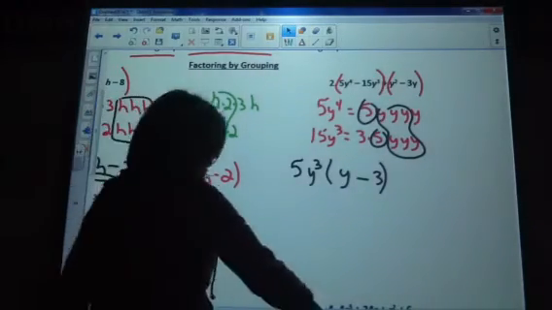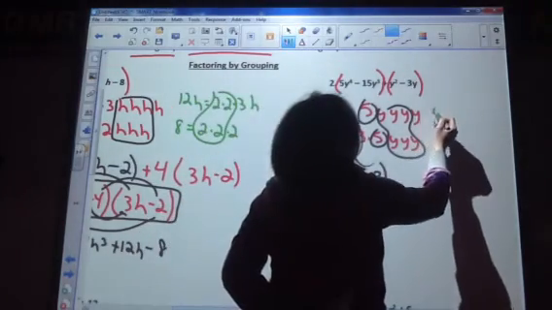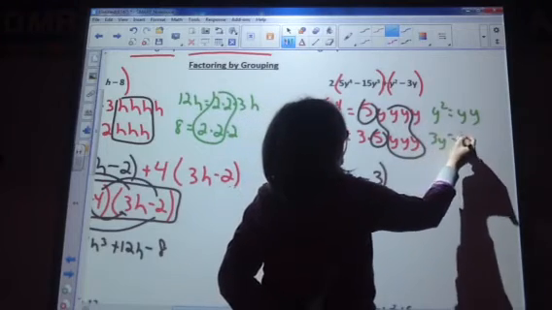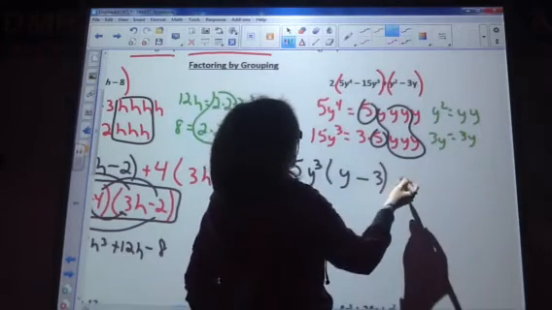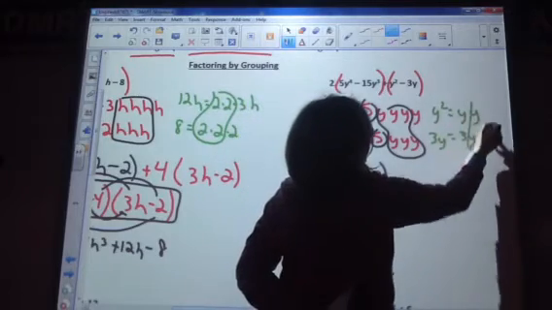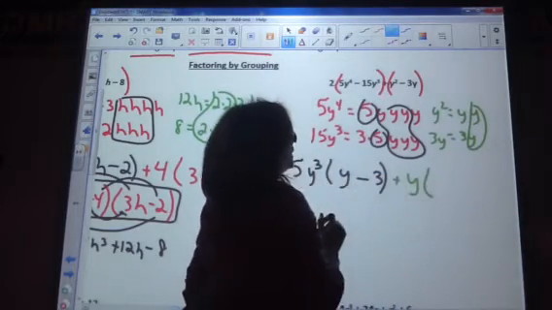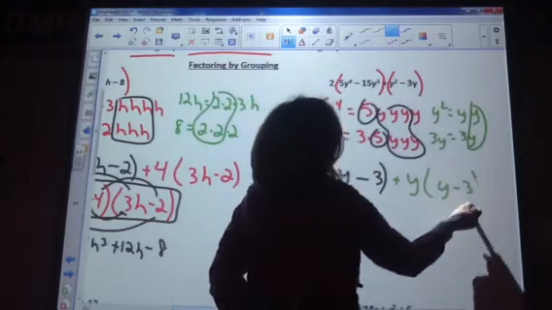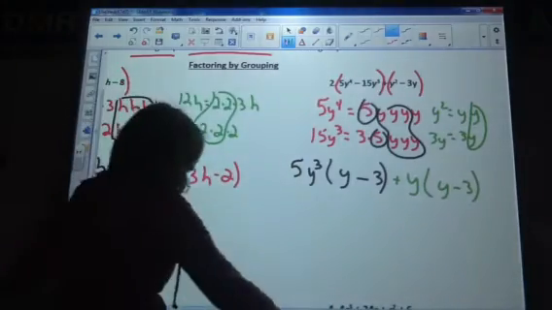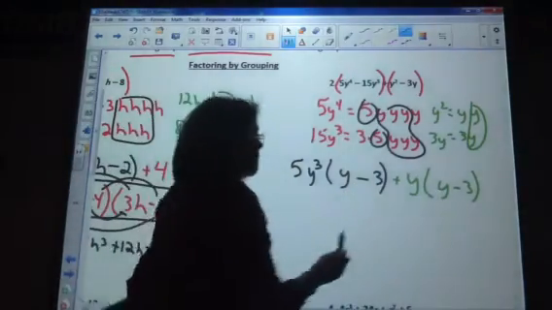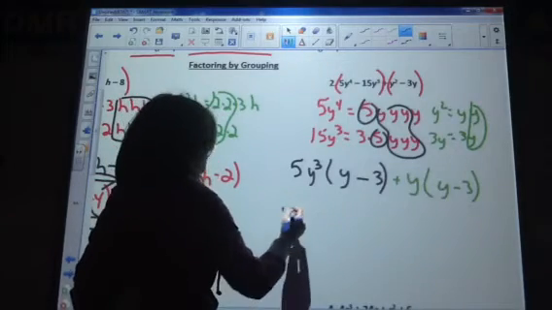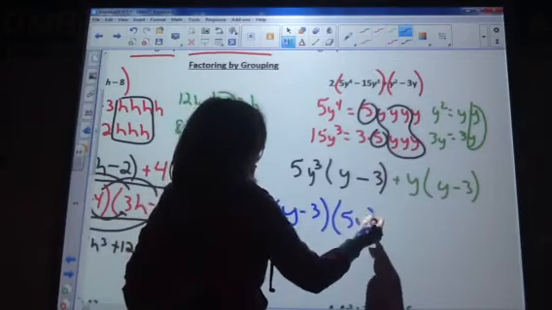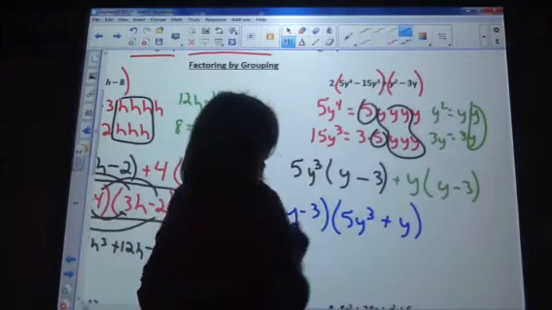Now let's look at the second one. We have y squared, which is y times y, and we have 3y. What do they have in common? They have 1y. So then inside you have y minus 3. We have a common binomial factor here, so let's pull it out. And then what you have left is 5y cubed plus y.